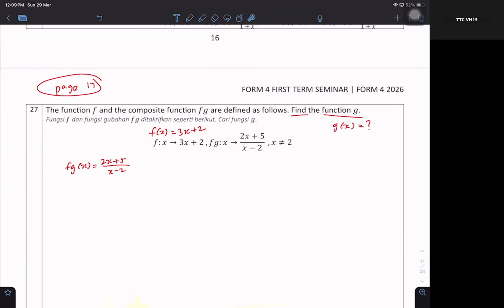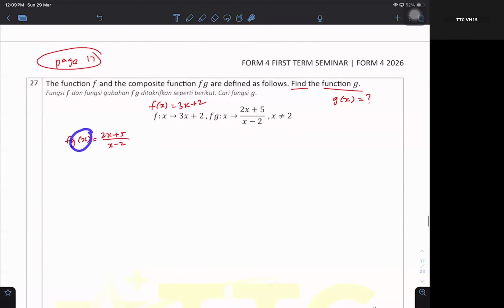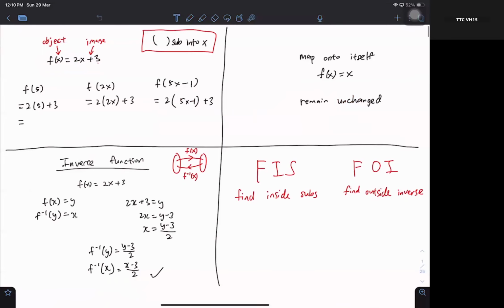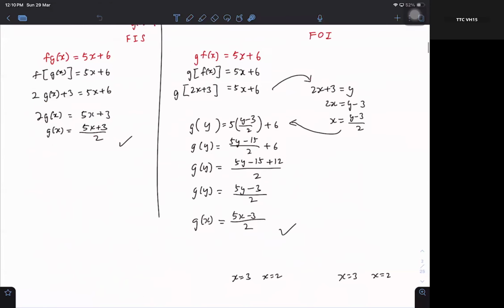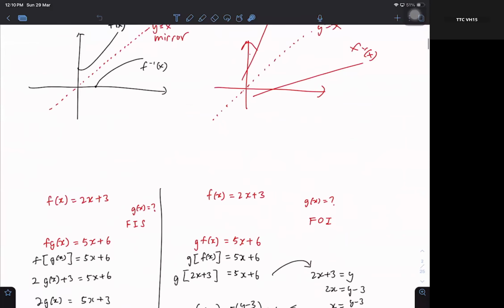Where is function g? Function g is on the inside. So what topic is this? Find inside. So find inside, do what? Still remember? Find inside, substitute. Feast foil. You can refer to the feast foil I gave you just now, okay?